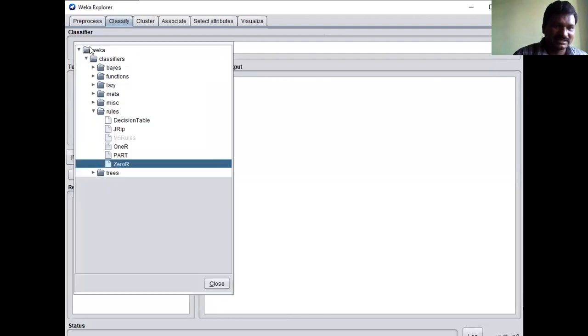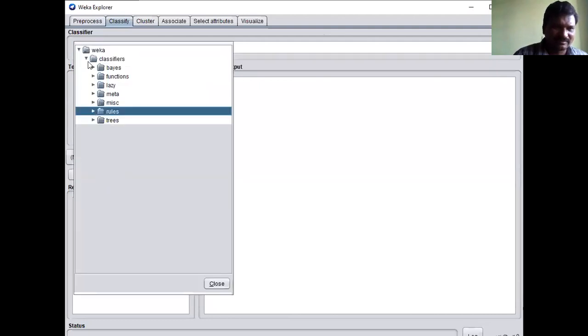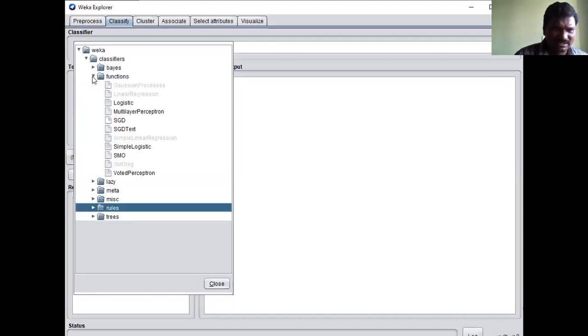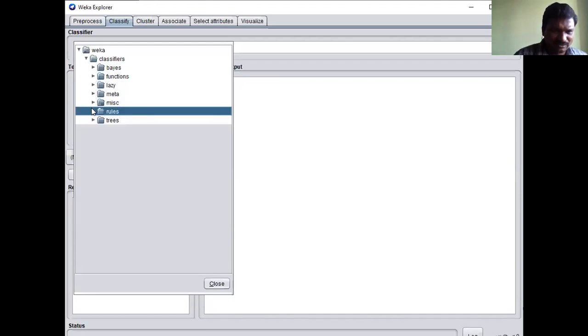Here select one of the algorithms. For example, it's a WEKA classifier. Algorithms are classified as Bayes-based, and then different functions are there, such as the logistic function. Then there are different rules, where you will apply the rule.